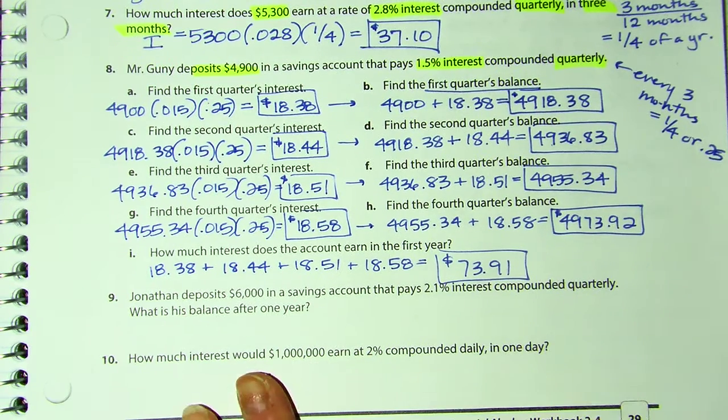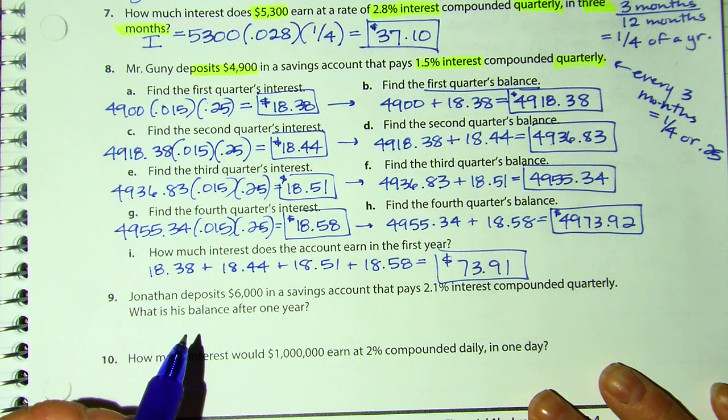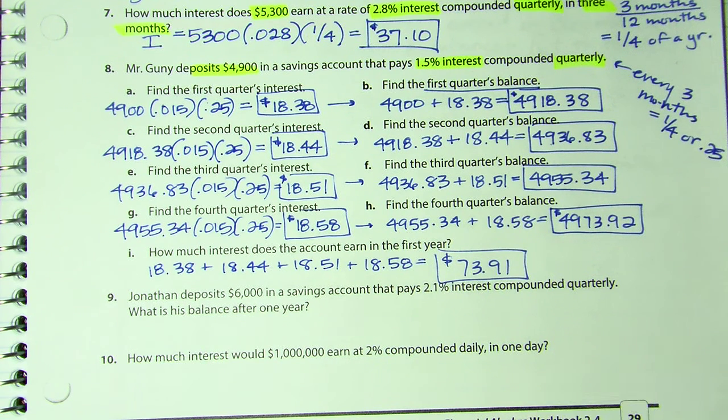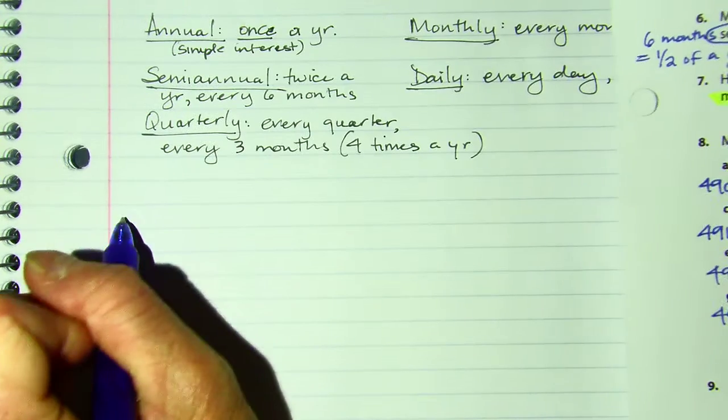Jonathan deposits $6,000 in an account that pays 2.1% interest compounded quarterly. What is his balance after 1 year? They want us to do this by hand, which is crazy. But I guess this is where I could give you the formula, but it is going to be introduced in the next section.